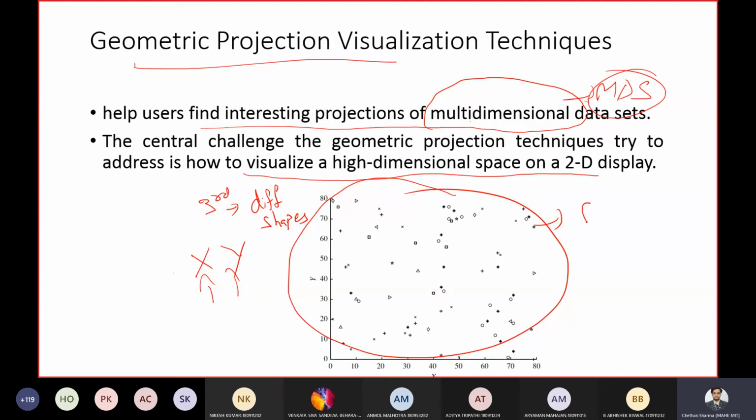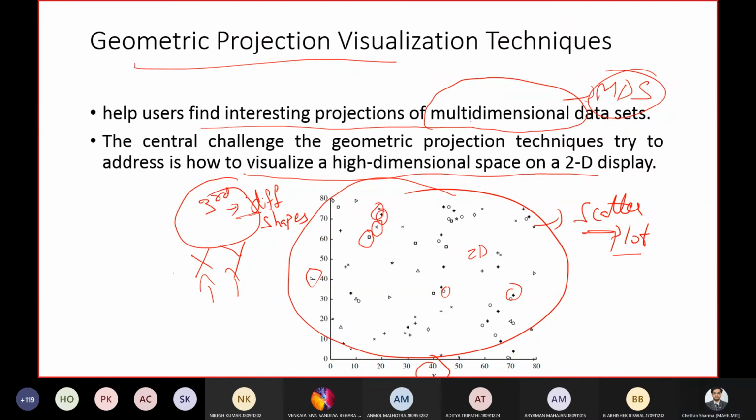Again, if you see, this particular thing is nothing but a scatter plot. The whole thing is a 2D data point using your Cartesian coordinates, where x and y are spatial coordinates. X is here and y is here, and there is a third dimension, which is this plus, this cross mark, and maybe there is a circle here, there is a star here. Okay. So different shape is your third dimension.